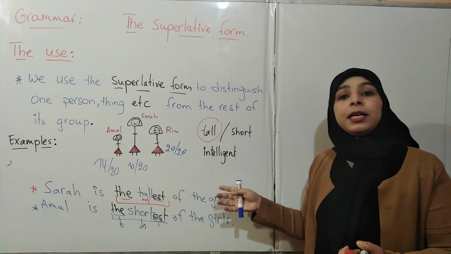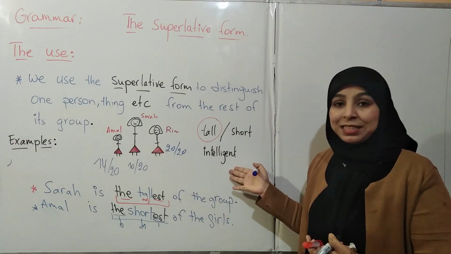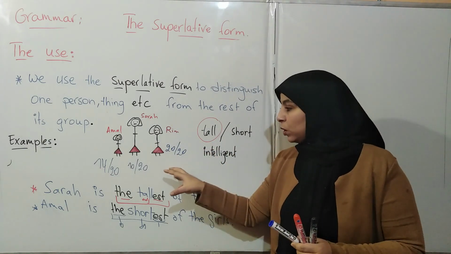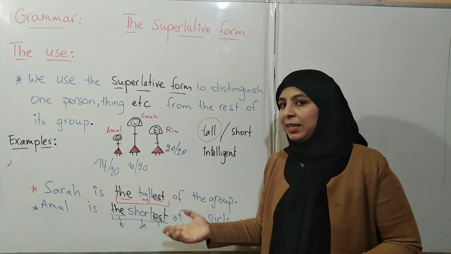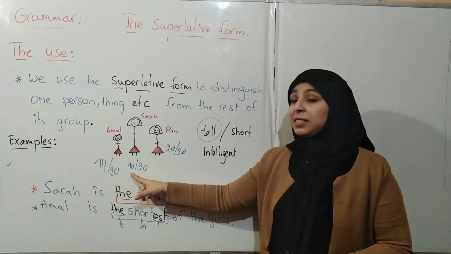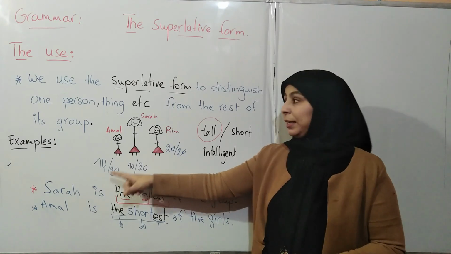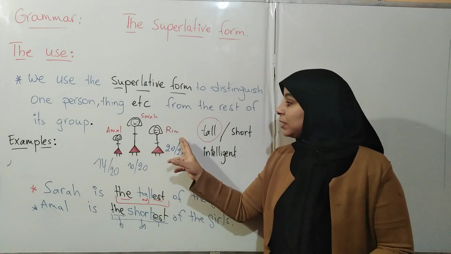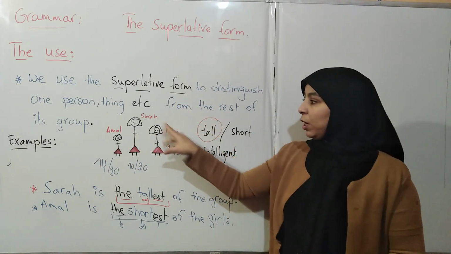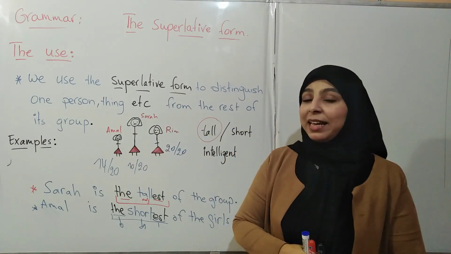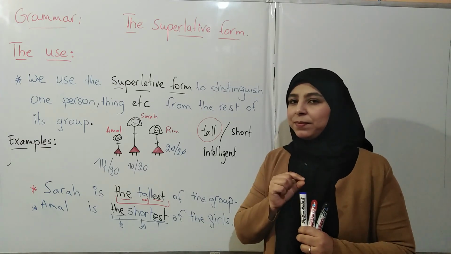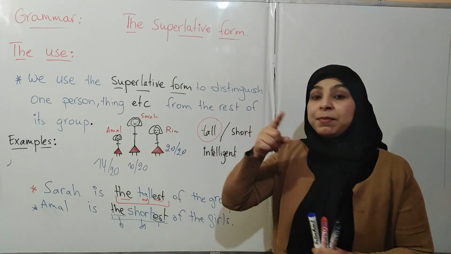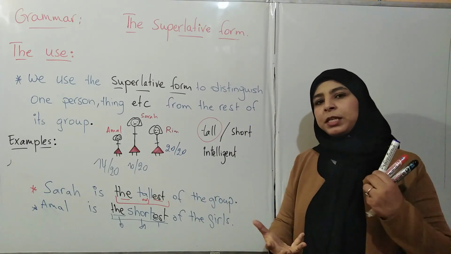Now, we're going to use the superlative form with this adjective intelligent. What are we going to say? First, according to these marks, who's the intelligent girl here? Sarah? Look, Sarah got 10 out of 20. Amal, 14 out of 20. While Reem got 20 out of 20. So, of course, you would say, teacher, Reem is intelligent. Now, let's use the superlative form to distinguish Reem from the two girls. What are we going to say? Yes, I'll give you a little time. Okay, let's see. Reem is the most intelligent.